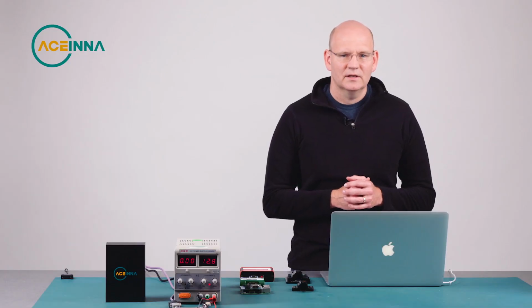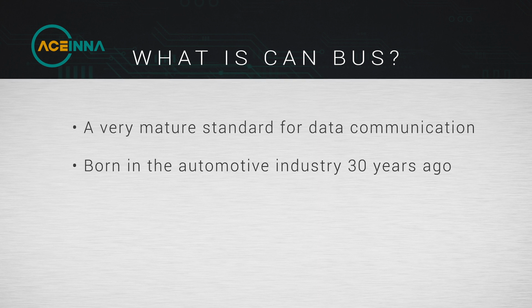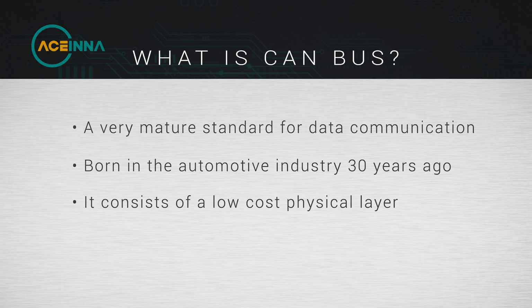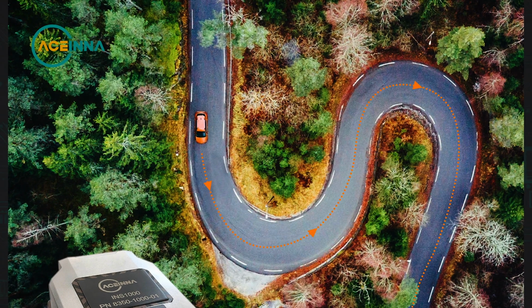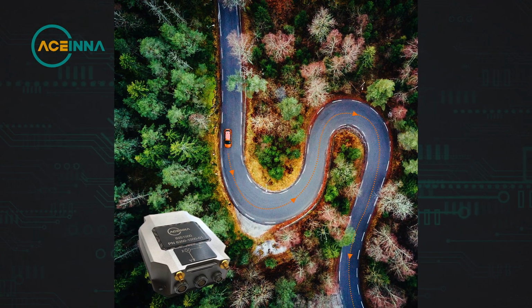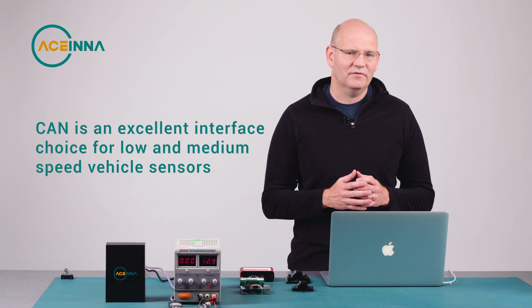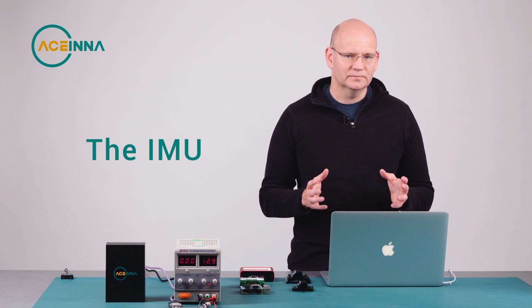An IMU may optionally include 3 axes of magnetic field sensing to measure the Earth's magnetic field and estimate direction or heading. CAN bus is a very mature standard for data communication that was born in the automotive industry over 30 years ago. It consists of a low-cost physical layer combined with a robust and reliable messaging transport protocol. As autonomous and robotic vehicles require many sensors to reliably exchange data, CAN is an excellent interface choice for low and medium speed vehicle sensors, such as the IMU.